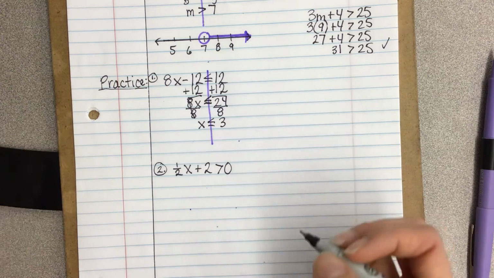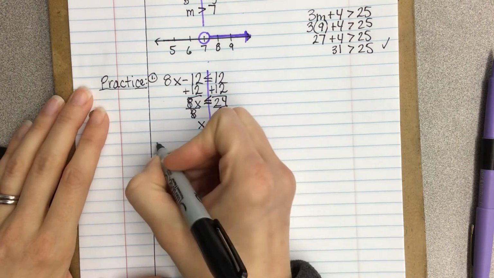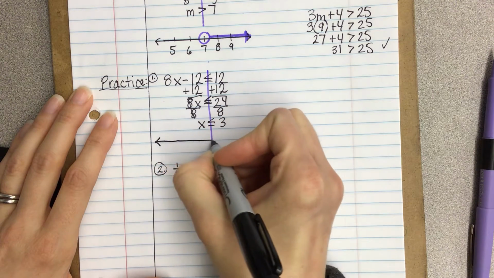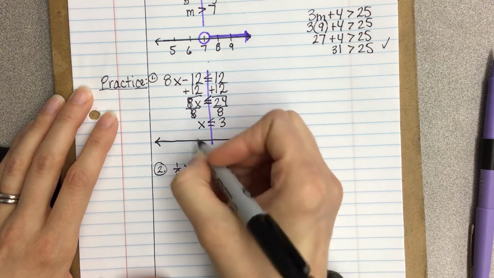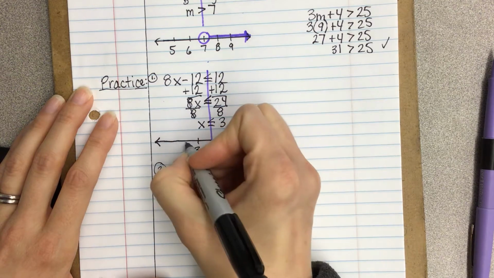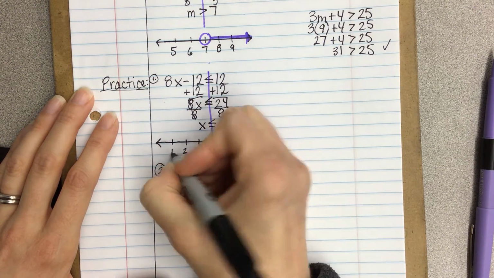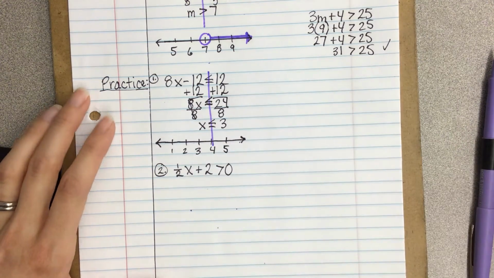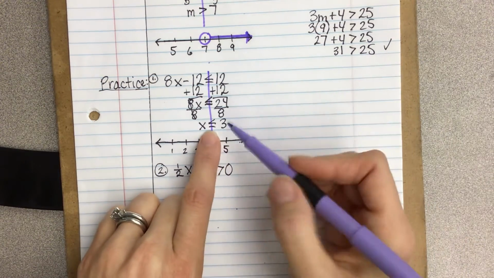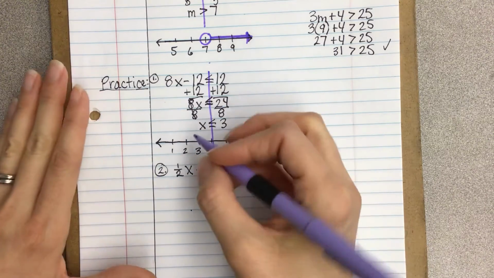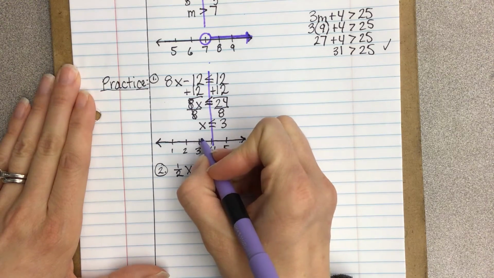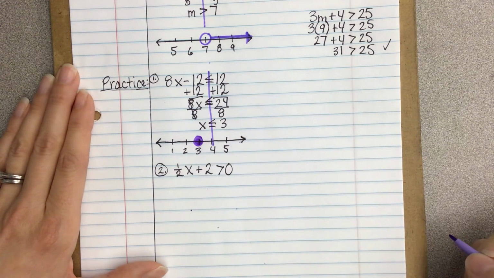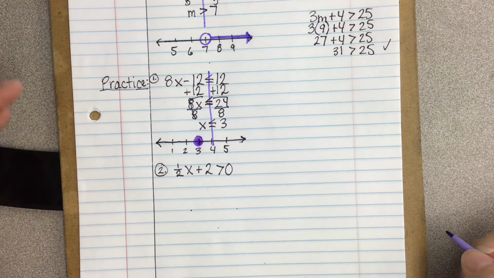Kind of short on space here, but I'm going to squeeze my number line in here. Okay, put 3 here, add a few numbers on each side for some context. Now since this symbol is less than or equal to, we know that 3 is a solution. So I am going to fill in that circle. Now we want to see which side to shade.